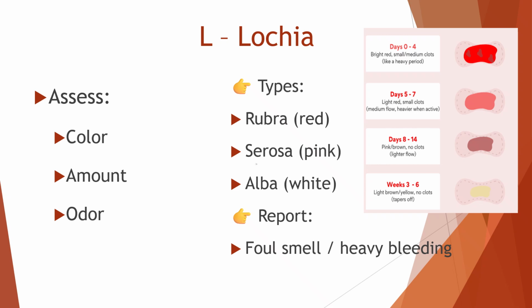Now, lochia has different types or stages. In the beginning, it is lochia rubra, which is red in color. Then it changes to lochia serosa, which is pinkish. Finally, it becomes lochia alba, which is whitish. This progression is normal and shows proper healing. But students, always remember, if you notice a foul smell or heavy bleeding, it is not normal and should be reported immediately, as it may indicate infection or hemorrhage. So in simple terms, lochia helps us understand how well the uterus is healing after delivery.